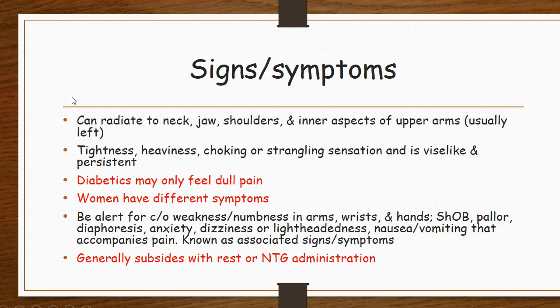So signs and symptoms of this. It can radiate to the neck, jaw, shoulders. It can radiate to the upper arms. You can have tightness, heaviness, choking, or strangling. It's vice-like and persistent. Crushing in men. Diabetics might not feel such sharp pain. They might feel just a dull pain. Women are going to have atypical symptoms.